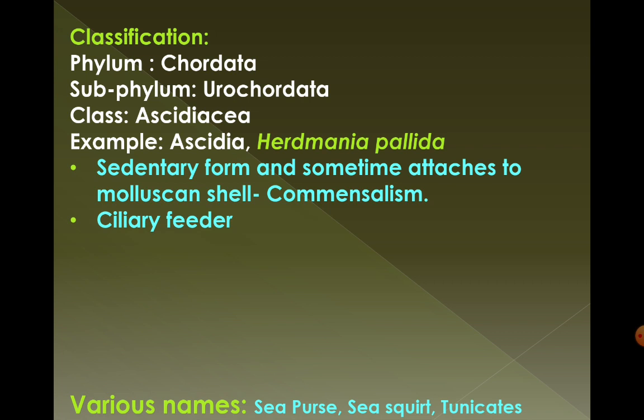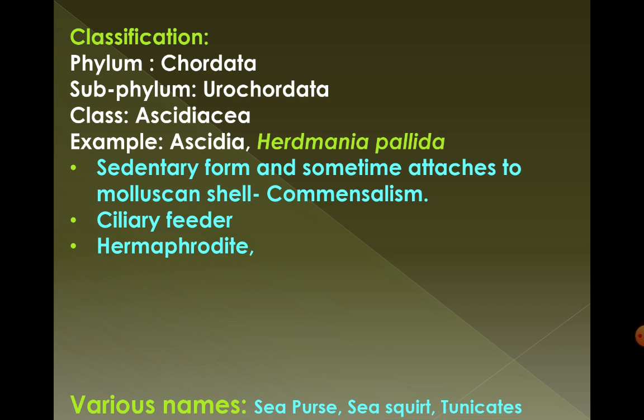It is a ciliary feeder, or it can also be called a filter feeder, wherein the food comes through the incurrent water, or the water that enters into the sac-like body through an aperture known as the branchial aperture, and this water carries minute food particles like diatoms, some protozoans and some larvae, which act as food for this Herdmania, and they are hermaphrodites.